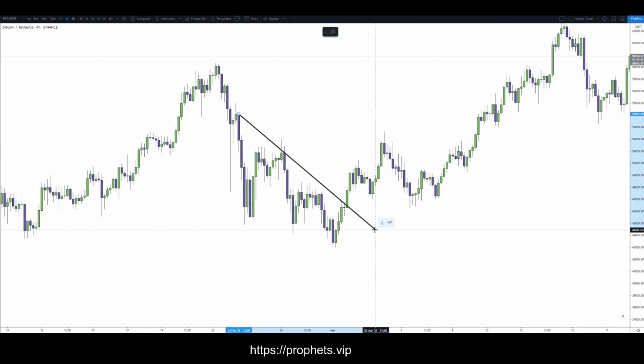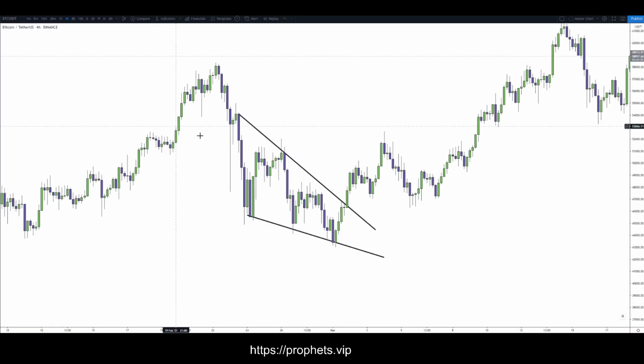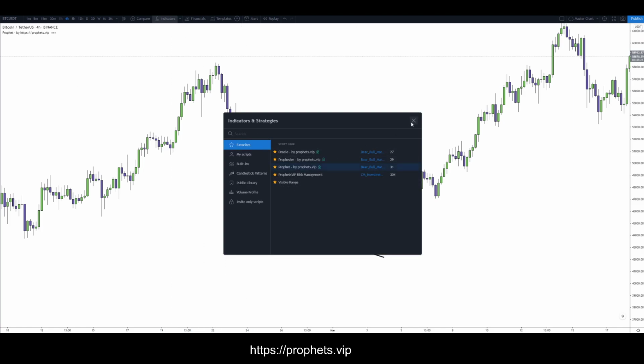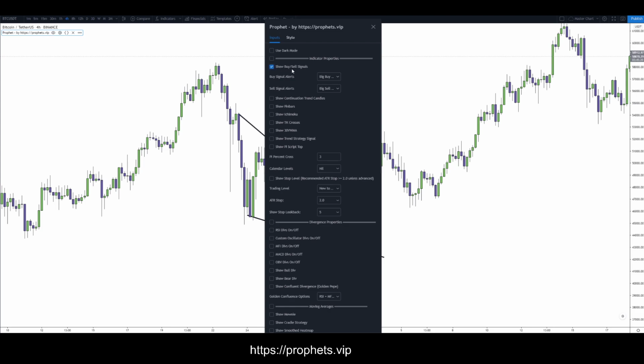So we'll just draw this guy in and we'll get started, right? So jump to the form. So we're on the falling wedge. You'll fill in the first part that you did on the ascending triangle. That's the first part of this, and then once you've gone next, you'll come to this page here, right? So before price broke out, what was the last signal from profit in the buy or sell part? Okay, so we'll go through profit on the chart. Let it load for a sec. We want to click buy and sell signals.